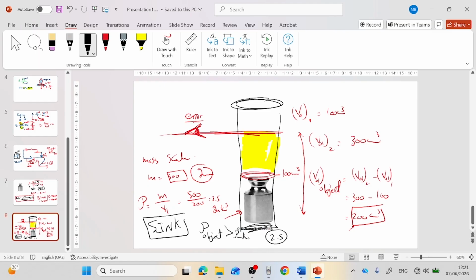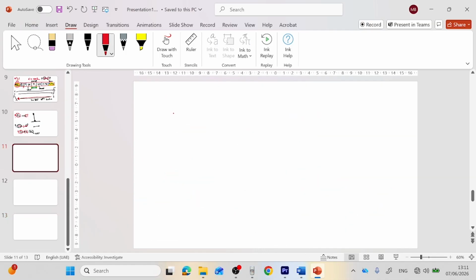Because its density is 2.5 while the density of water is just 1. And anything which has a density higher than water will sink in water. Okay? Also, we have studied some relations related to gas.